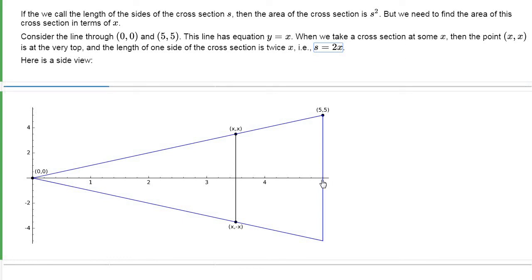So just like here, at 5, the length is 10 because the base is 10 at height 5. At the vertex, it's just 0. And so all the way through here, if I take a cross section at 2, then the length of the square I get there, my cross section will be 4, and so on.